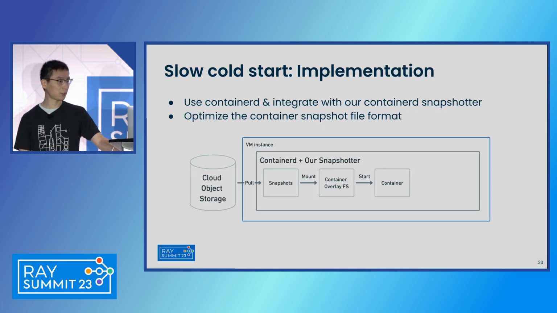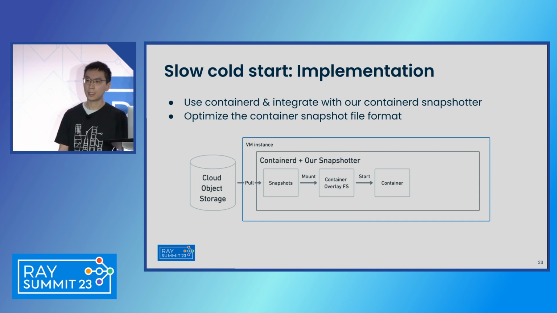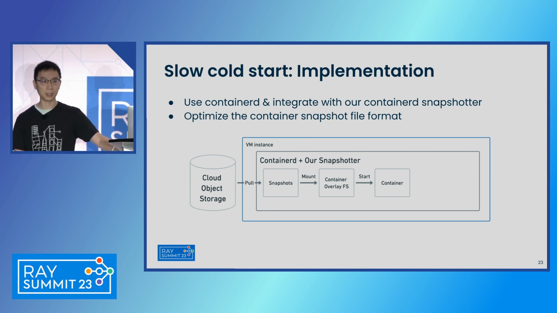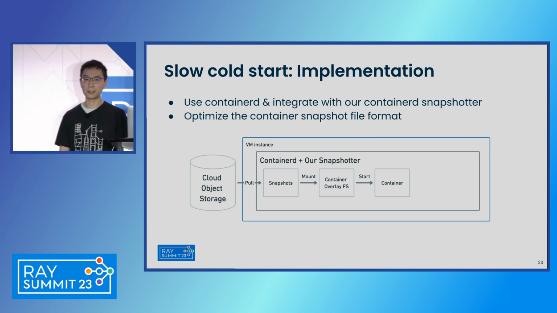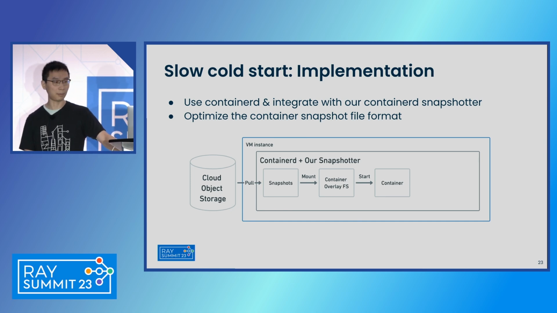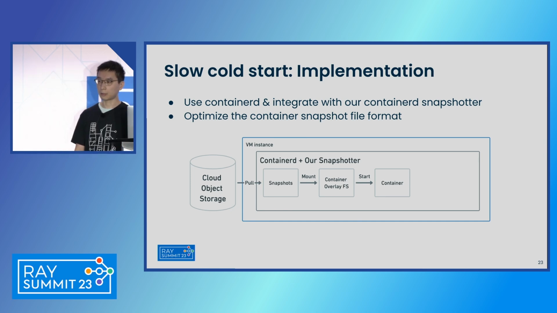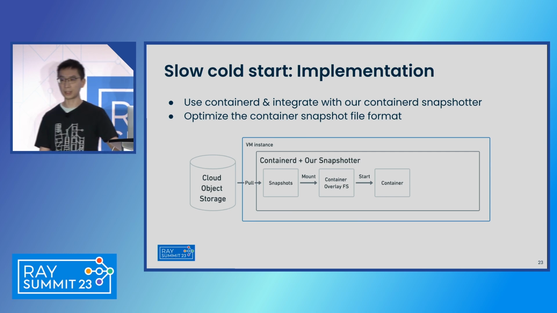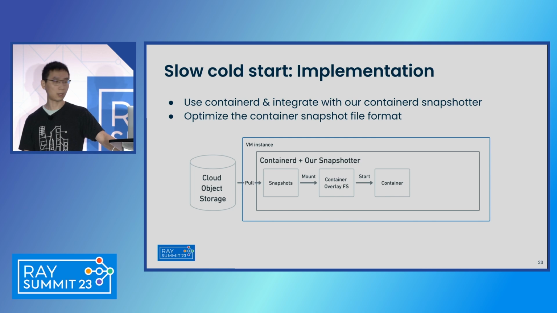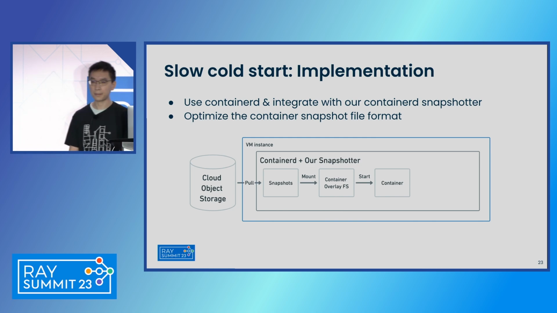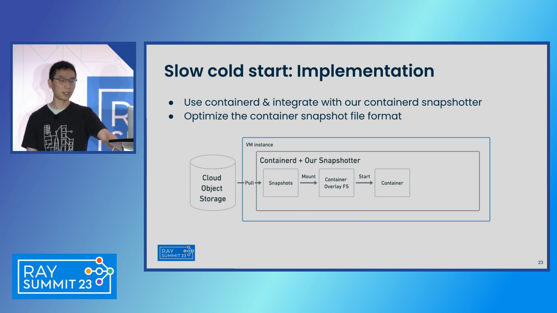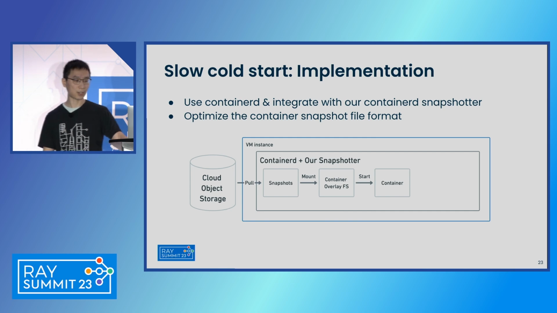So in terms of implementation, we switch to use Containerd. Containerd is an industry standard container runtime, which is used by Docker underneath. It also allows extensive feature extension via its plugin API. We implement our own Containerd snapshotter, which will build the image snapshot and upload it to the cloud object storage one time. And then we will pull the image snapshots, invoked by the Containerd, onto the VM instance. And they are immediately mountable as a container file system, and we start the container process.